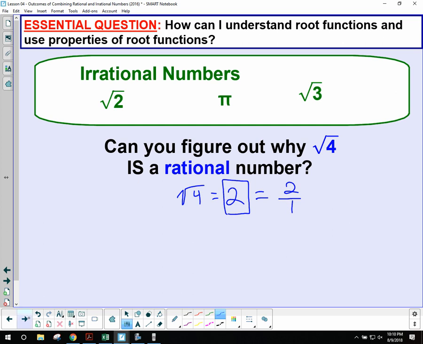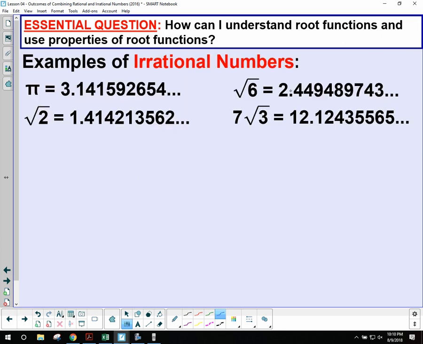Good examples of irrational numbers: pi, we already talked about it. Root 2, root 6. Notice, essentially, these are numbers left in the house. Okay, remember when we have numbers left over when we're simplifying? Pretty much, if you ever have a number left over under the radical, it's going to be irrational. Okay?